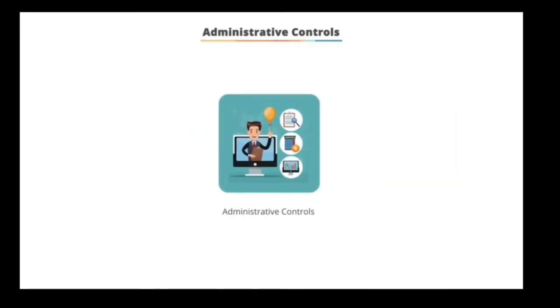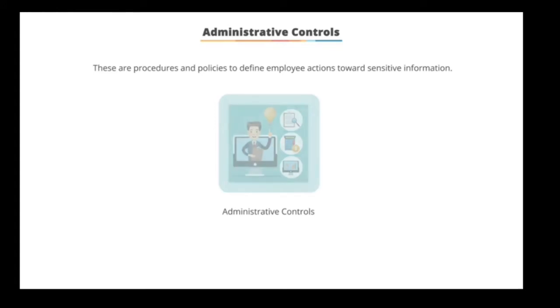Administrative security controls, also called procedural controls, are primarily procedures and policies put into place to define and guide employee actions in dealing with the organization's sensitive information. For example, policies on hiring practices, training, and data classification.